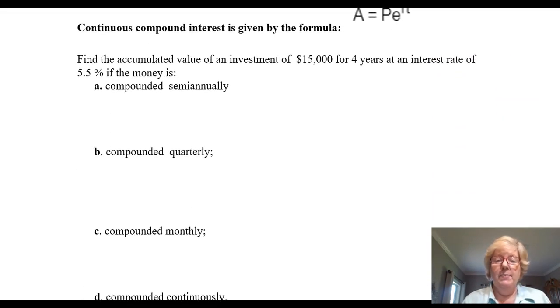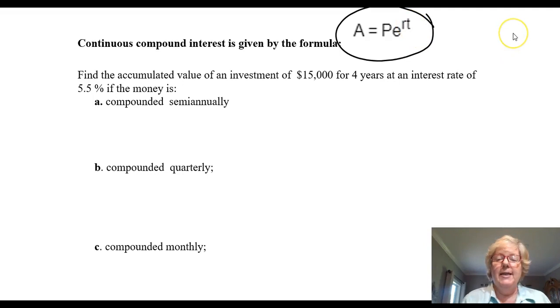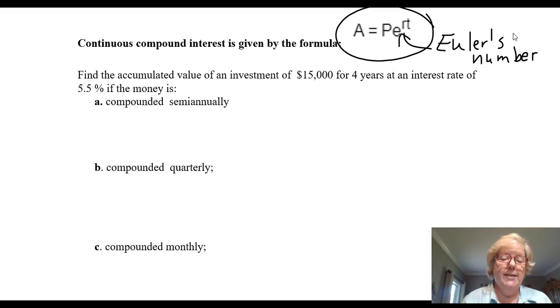A second type of compounded interest is called continuous compound interest. You don't see this very often, but we are going to cover it. Here is our formula, much shorter formula than the other, and it uses Euler's number. The A is still the accumulated amount, the P is still the principal, the R is still the rate as a decimal, and the T is still the time in years. Now the E here, remember, is Euler's number. So that is actually programmed into your calculator, as we had seen earlier.